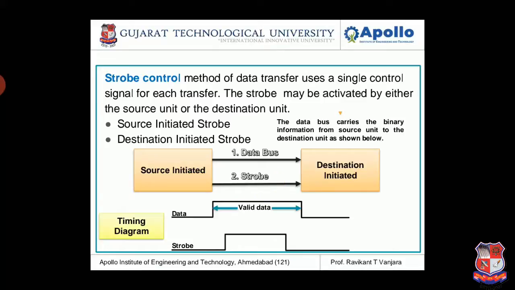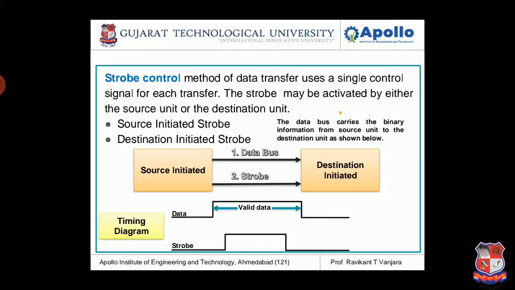See the timing diagram. First the data is placed on the data bus, and then the stop control signal is activated by the source unit, and then the data becomes valid on the data bus. Now the stop control signal is disabled and the data is also removed from the data bus. The data remains for a period of time on the data bus. After some time the destination unit will also disable its signal.